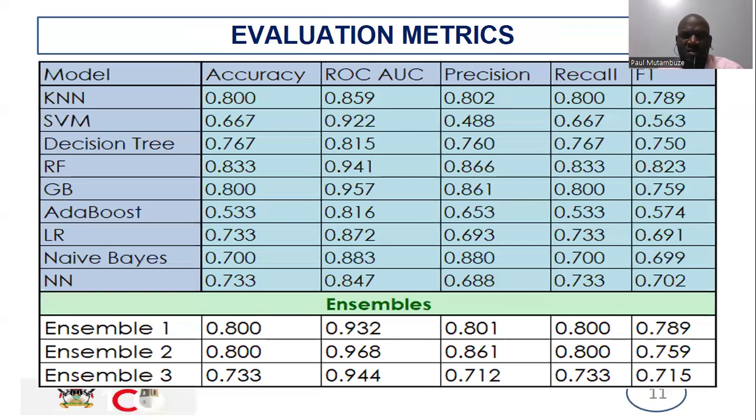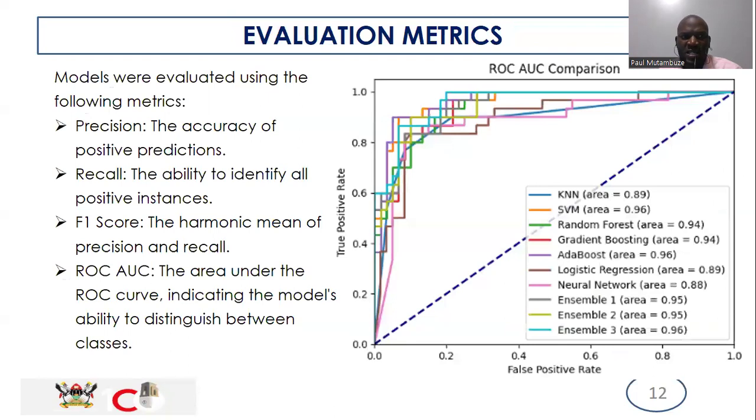So the results from the individual base models and of course the ensembles, as you can see, we're going to discuss them further, but you can all see that ensemble 2 has the highest ROC AUC. The ensembles perform better than the individual models. This of course shows us that when you combine, you get a better output from the model.